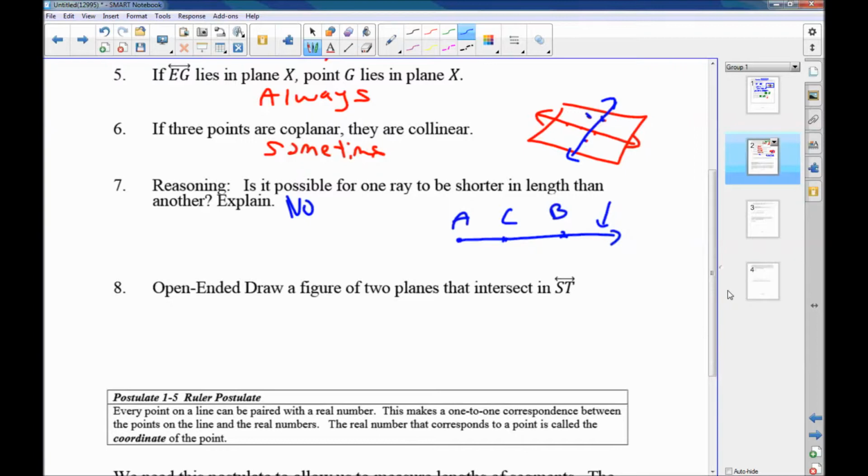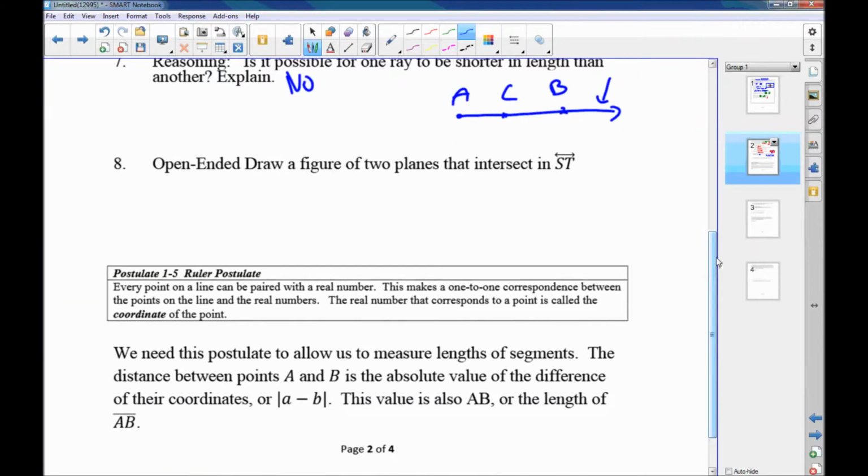Open-ended question here. Draw a figure of 2 planes that intersect in ST. So we want ST to be the intersection. So this is kind of a hard figure actually to draw. So here's a trick. I'm going to start with this. And we'll go here, and here, and here. All right, so there's my 2 planes. This one's plane, let's call it P, and this one's plane Q.